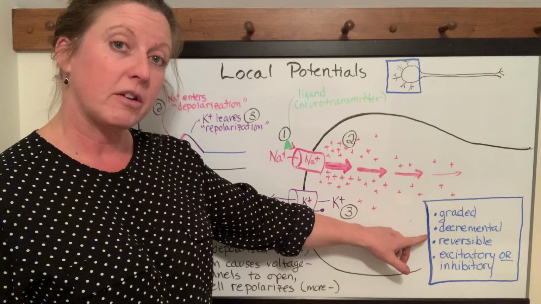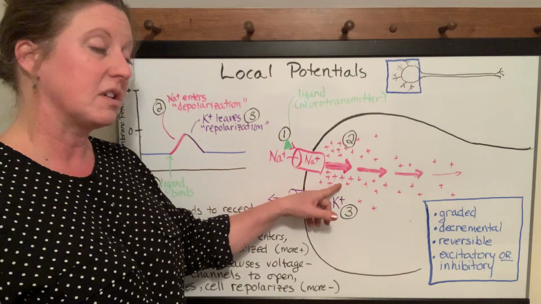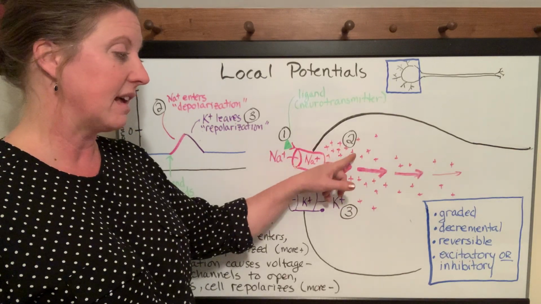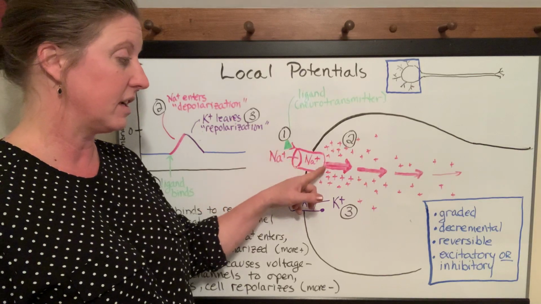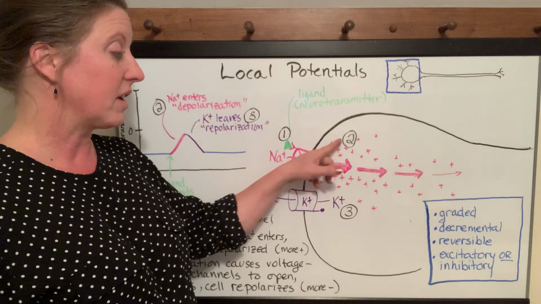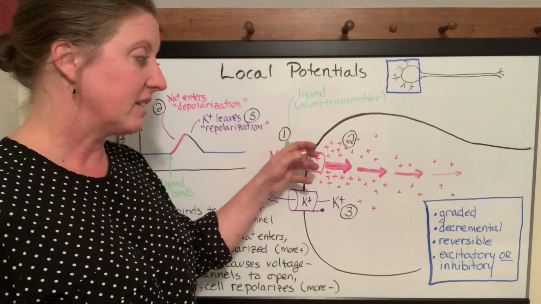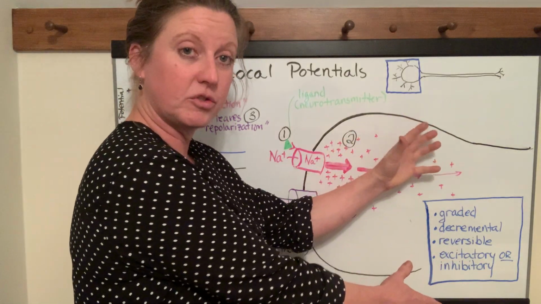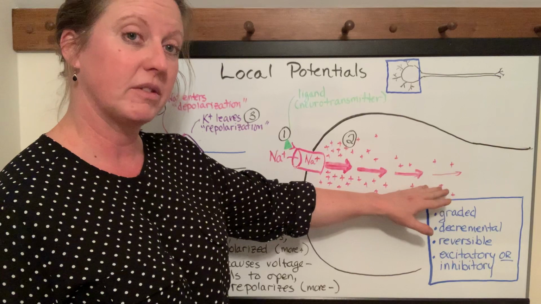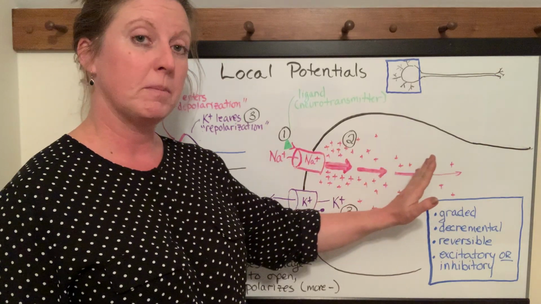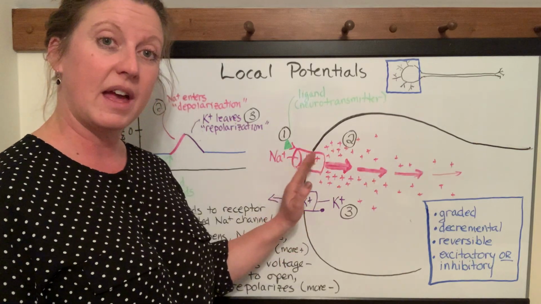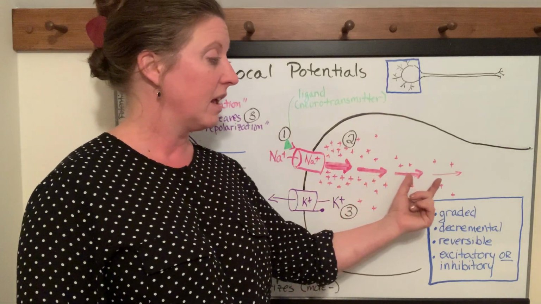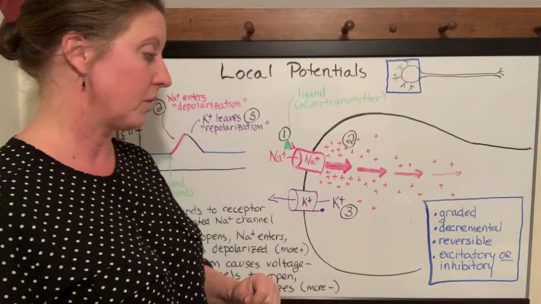Local potentials are also decremental. The local potential is really just a measure of how positive the cell has become. And if we look at how positive the cell is here, right next to where the sodium channel is, it's going to be very positive. But as we move away from this spot, the sodium diffuses out and becomes less concentrated. Therefore, it's less positive down here. So the further we move from the site of the local potential, the weaker that signal gets. It's strongest or most positive where it starts. It becomes less positive as we move away from the source.